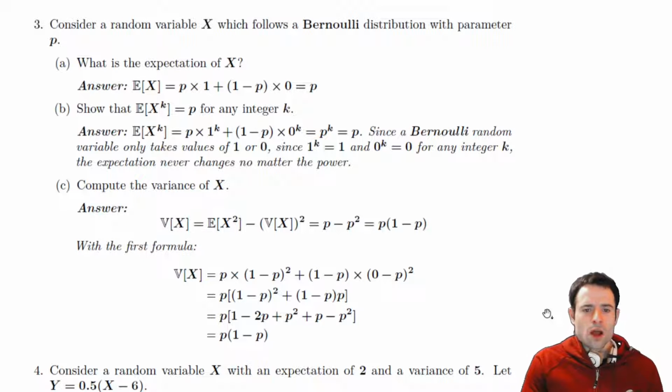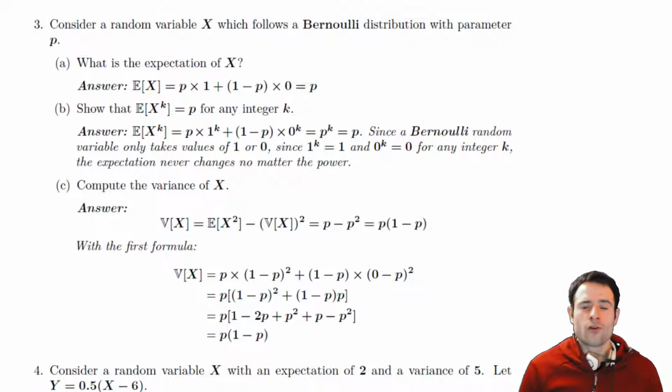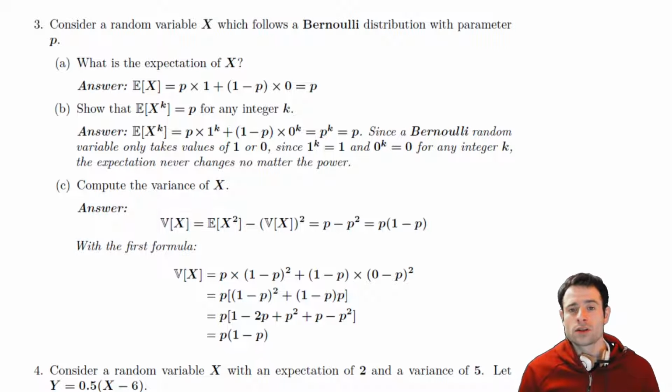Now let's start some more serious business. Consider a random variable x, which follows a Bernoulli distribution with parameter p. Remember, a random variable follows a Bernoulli distribution when it's either equal to 1 with probability p or 0 with probability 1 minus p. So any binary variable equal to 1 or 0 is a Bernoulli random variable.